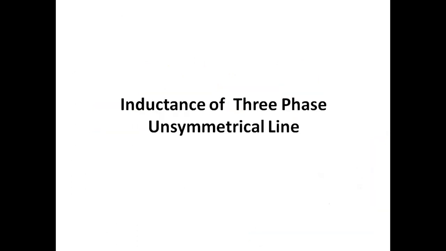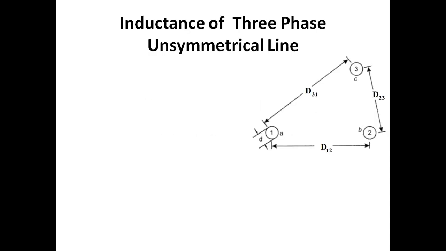Now, starting the next topic, inductance of three-phase unsymmetrical line. For the unsymmetrical line, here you can see we have three conductors A, B and C. These are the three conductors, but they are not equally spaced. The distances are D12, D23 and D31. Conductor A is placed at position 1, B conductor at position 2 and C conductor at position 3. Depending on these three positions, we have the distances D12, D23 and D31, and this will not make an equilateral triangle because these are not equal.